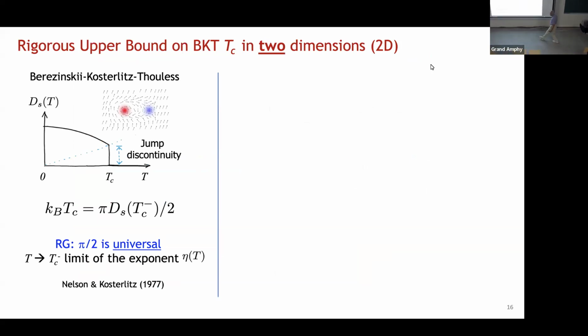It was done by David Nelson and Kosterlitz, which said that actually the superfluid stiffness has a jump discontinuity. The stiffness just below TC, because above TC it has gone to 0, is actually related to TC itself by a universal constant pi/2, which does not depend on any material parameters. The universality of this pi/2 is very crucial to our story. Maybe in Q&A we can discuss why this pi/2 is universal.